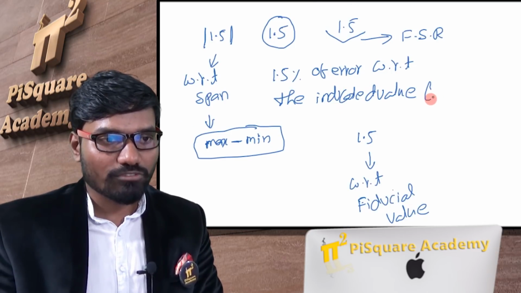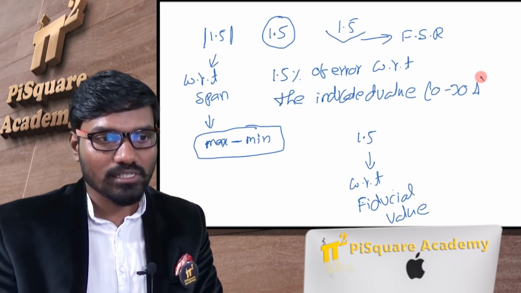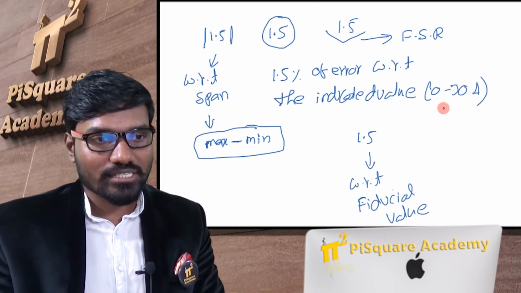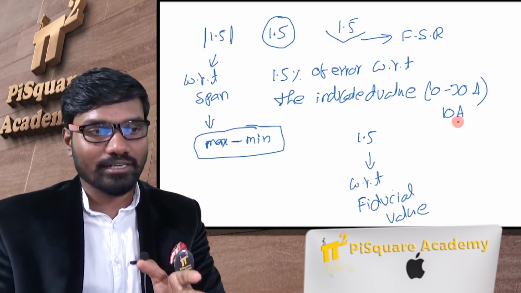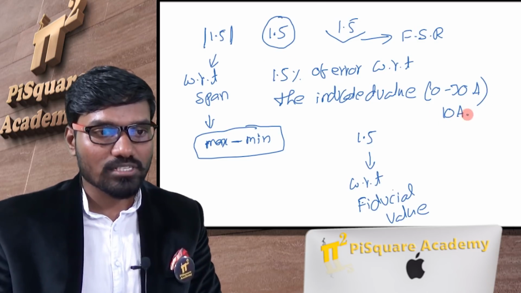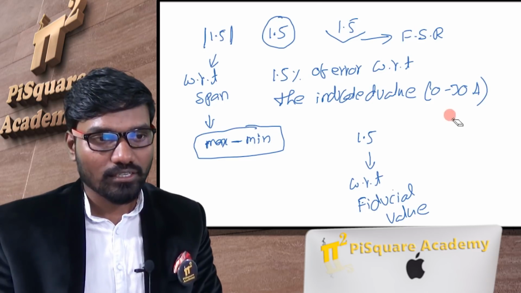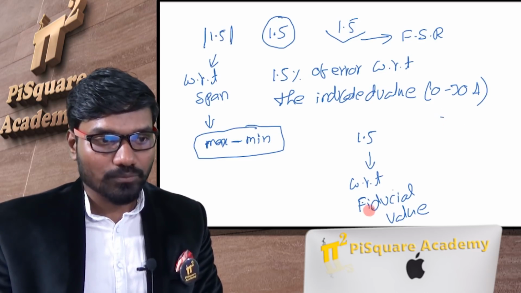Suppose for a 0 to 30 ampere instrument, the indication is 10 amperes, meaning the pointer is at 10 amperes. So you will find this 1.5% with respect to 10 amperes. Now what is this fiducial value?